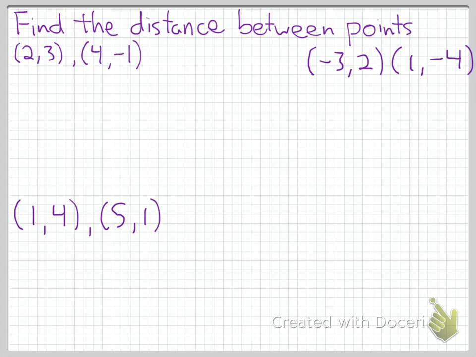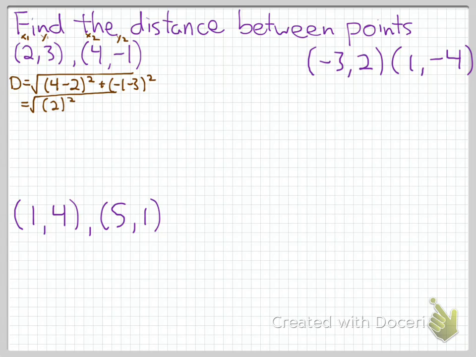So here's our first one, 2, 3, and 4, negative 1. So I'm going to use just distance, so the distance formula. If this is x1, y1, x2, y2, I'm going to say 4 minus 2 squared plus negative 1 minus 3 squared. 4 minus 2 is 2, and then negative 1 minus 3 is negative 4.